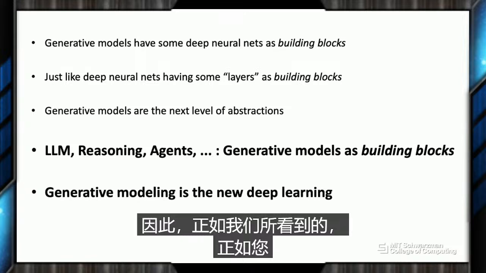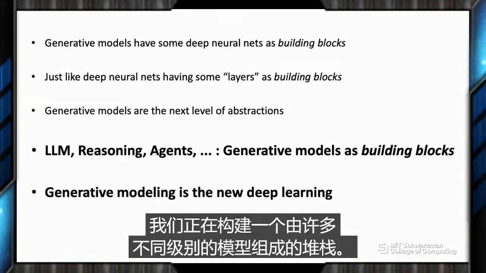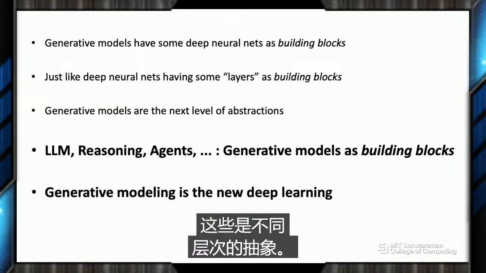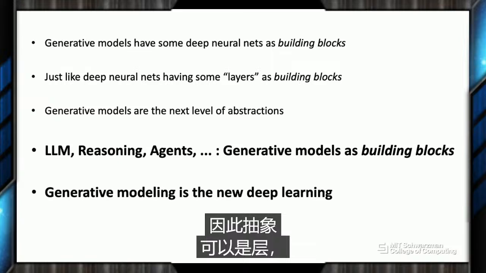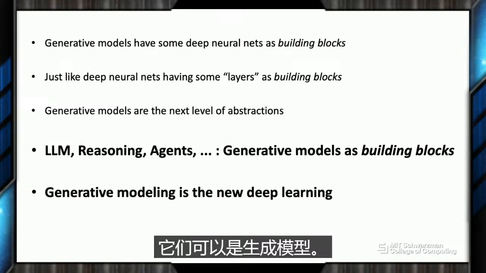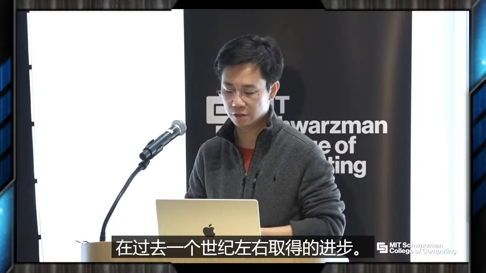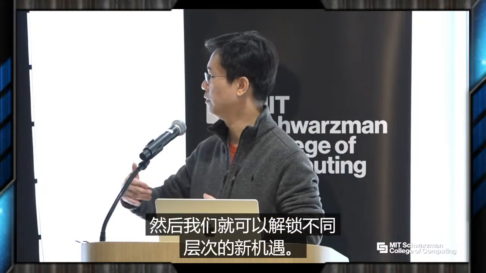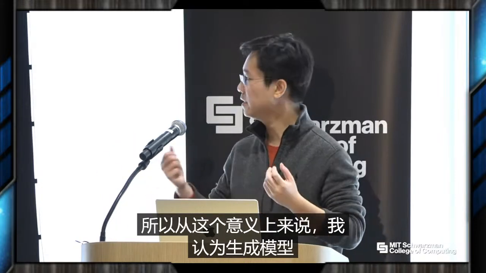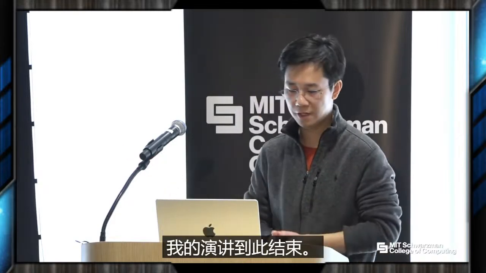As you have seen from Philip's introduction slides, we are building a stack of many different levels of models. These are different levels of abstraction. The abstractions could be layers, deep neural networks, generative models, and reasoning agents. This is just like how computer science has progressed over the last century or so. People build different levels of abstractions, and then we can unlock different levels of new opportunities. In this sense, I would say generative models are the next level of deep learning, and also the next level of abstraction and building blocks. And with that, that is the end of my talk.